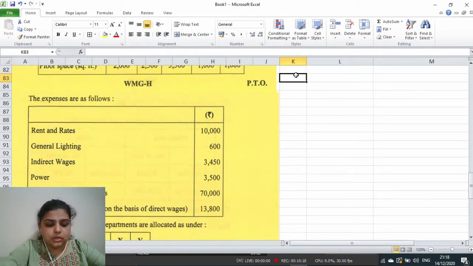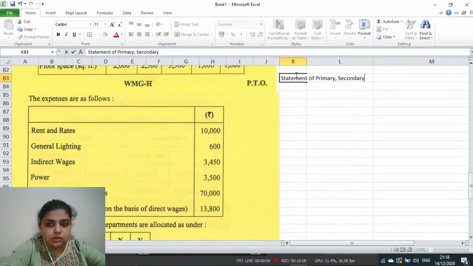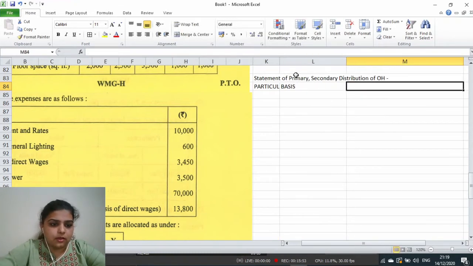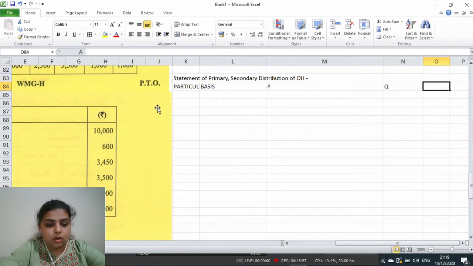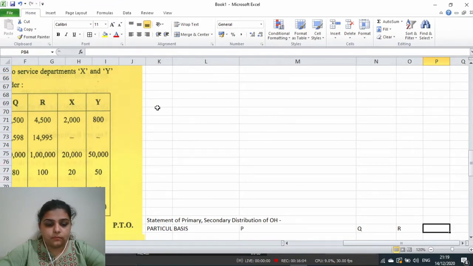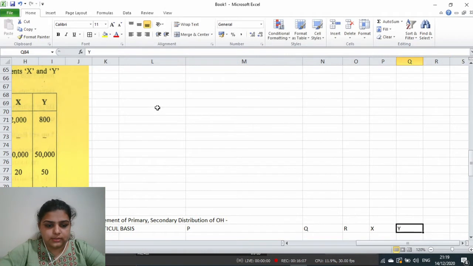First would be the statement of primary and secondary distribution of overheads, or redistribution of overhead. That would be particulars, and then I have three departments, that is P, Q, R, and the two service departments are X and Y.